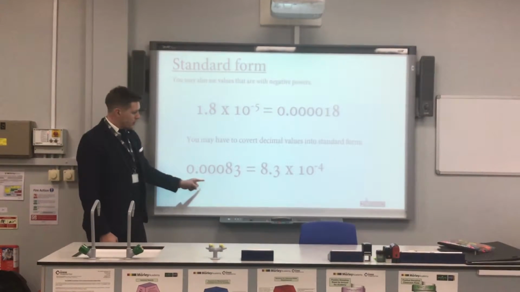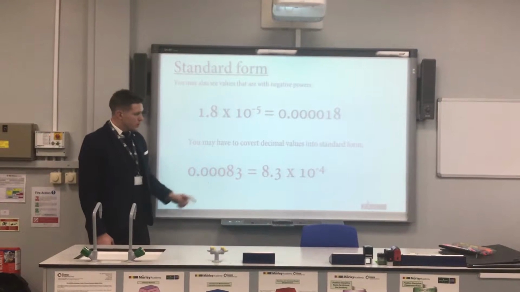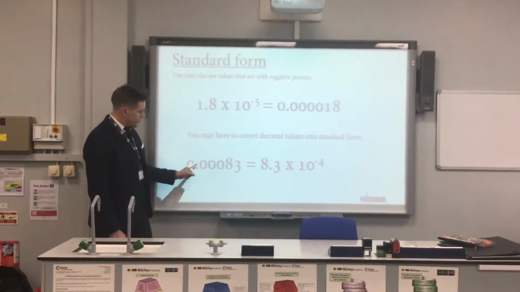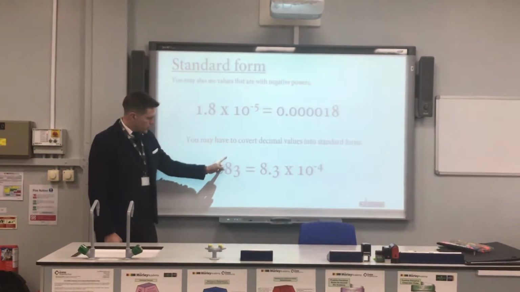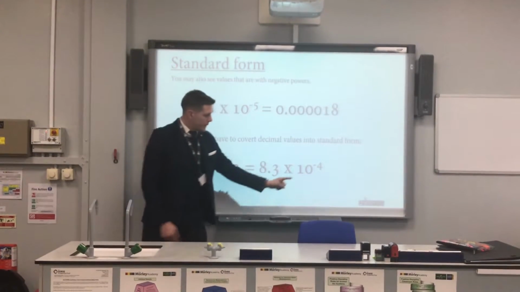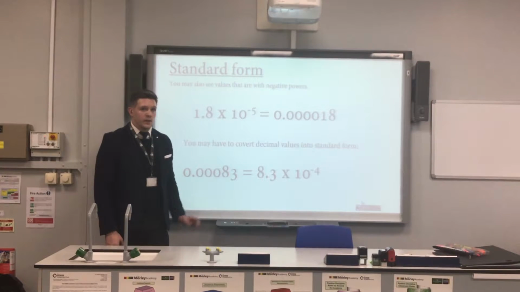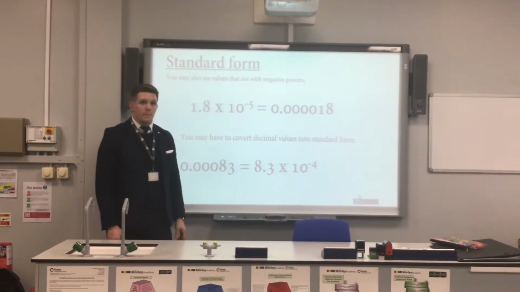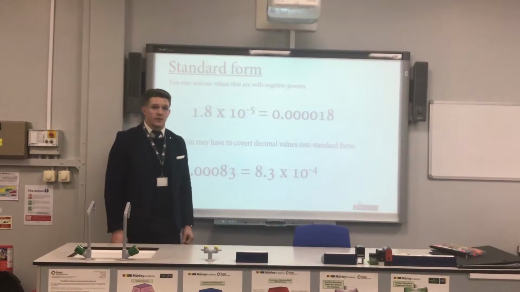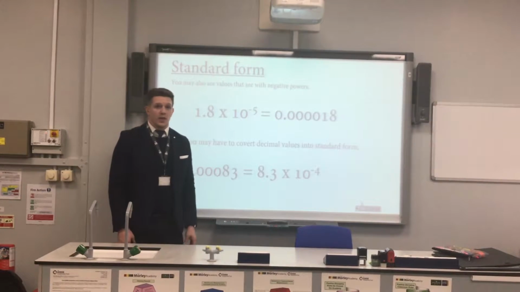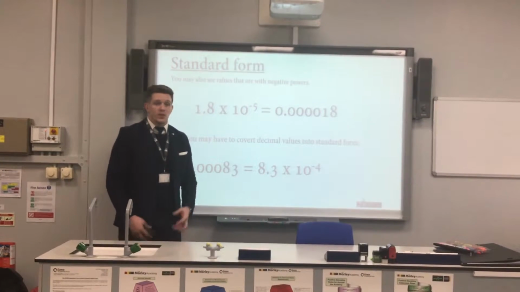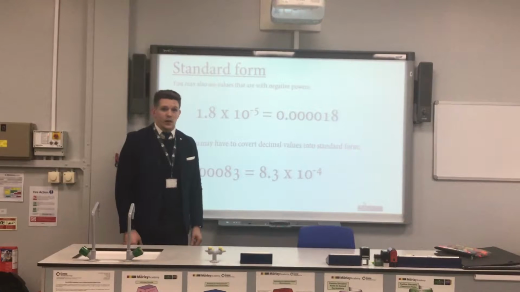Same as before, you might have to go the other way. So, if you were given a value such as this one, we're going to move the decimal place ourselves 1, 2, 3, 4 times. That's why we've got a value of 10 to the minus 4. So just look out for that in some of the questions. It might ask you to give your answer in standard form, or they might give you some values that are already in standard form. So you need to recognise how to convert those.